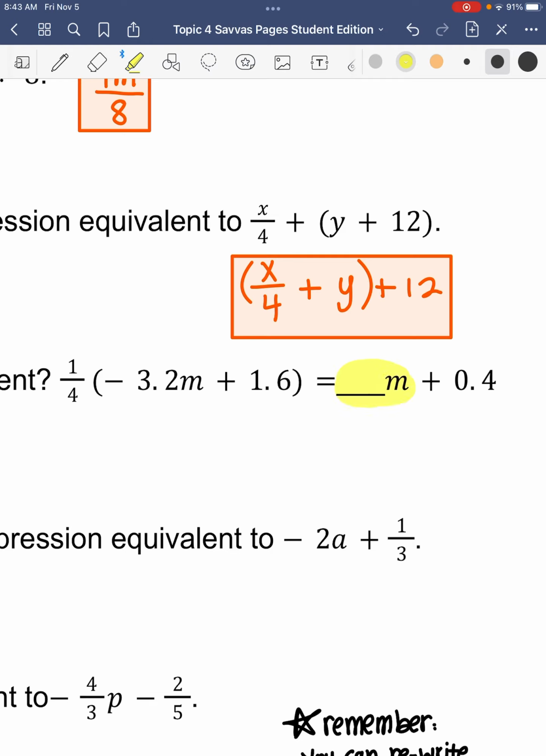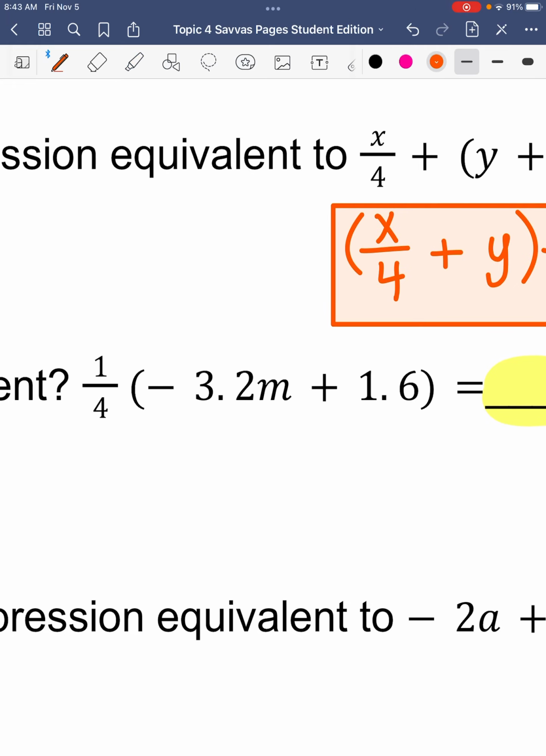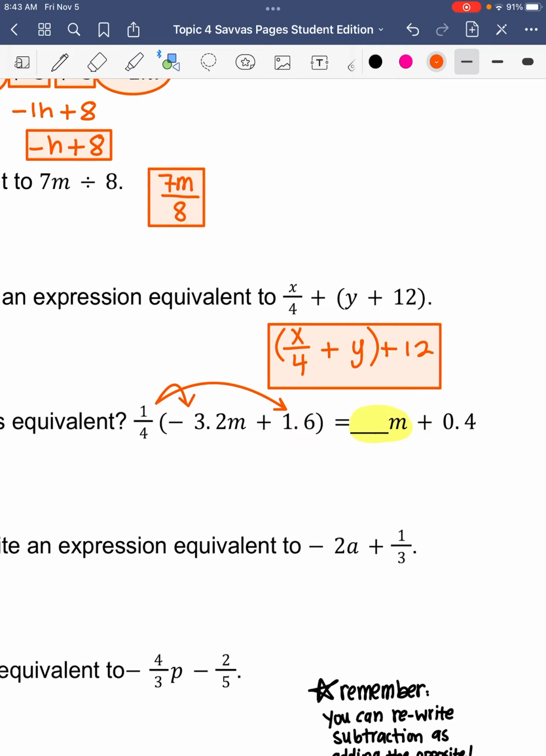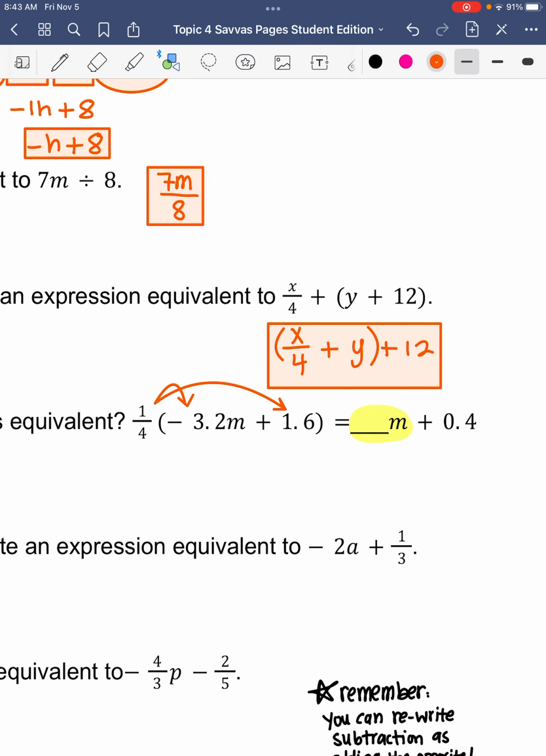So remember, when I have a number outside of parentheses, I'm going to end up multiplying that number with what's inside of the parentheses. So I would multiply 1/4 times negative 3.2m, and I would have to multiply 1/4 times 1.6. Now, what I notice is that I don't need to worry about multiplying it with 1.6 because I've got that right here. So I'm just going to multiply it with the term that has the variable. So 1/4 times negative 3.2.